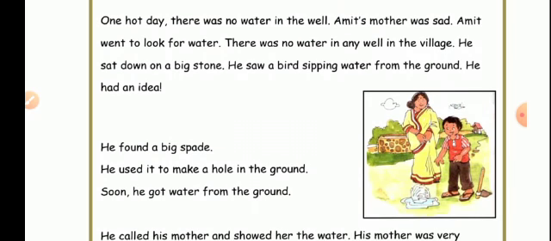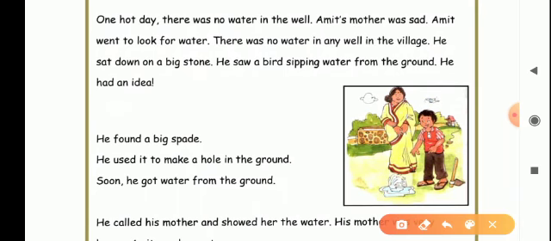So he found a big spade and he used it to make a hole in the ground. Spade is a sharp edged tool used for digging the ground. So he found a big spade and he started digging the ground. Soon he got water from the ground, and finally, after digging, as you can see here, this is a picture of a spade, and after digging the soil, he got the water from the ground.